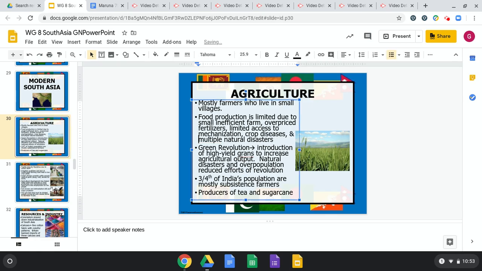The Green Revolution is something that came about not too long ago. So this is basically, to boil it down, the introduction of high yield grains.